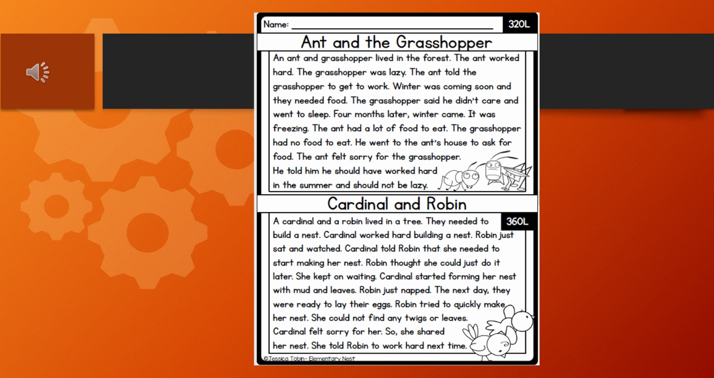Four months later, winter came. It was freezing. The ant had a lot of food to eat. The grasshopper had no food to eat. He went to the ant's house to ask for food. The ant felt sorry for the grasshopper. He told him he should have worked hard in the summer and should not be lazy.